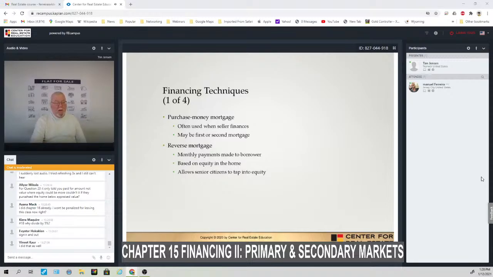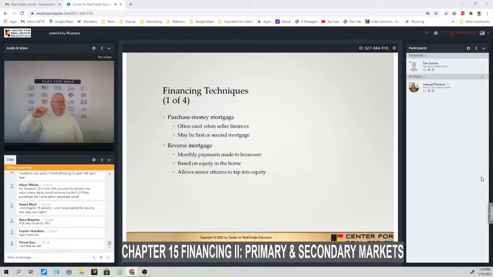The first loan that we're going to talk about is called a purchase money mortgage. Now, by strict definition, any money used to buy real estate is called a purchase money mortgage. I don't care if it's a fixed rate, adjustable rate, conventional, FHA, VA, a farmer's home loan, or if the seller's financing the property himself. Whatever loan the borrower uses to purchase property is called a purchase money mortgage.